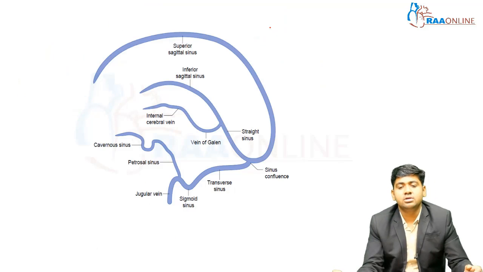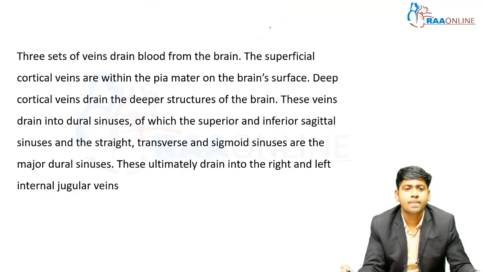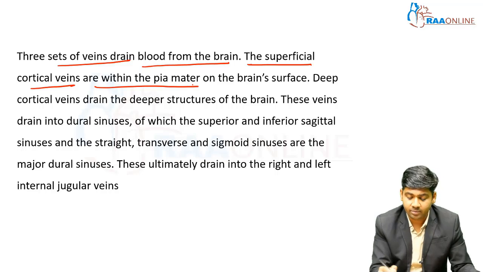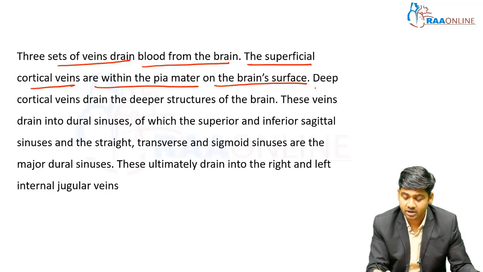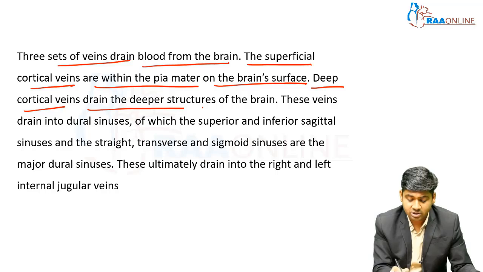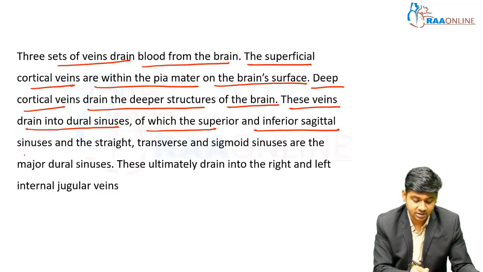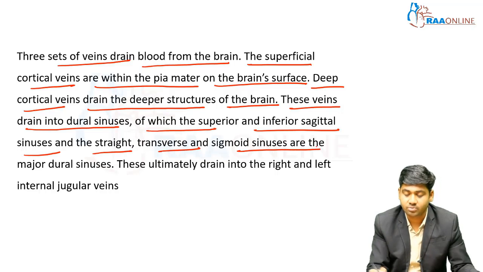Coming to the dural sinuses, there are three sets of veins that drain blood from the brain. The superficial cortical veins lie within the pia mater on the brain surface. Deep cortical veins drain the deeper structures of the brain. These veins finally drain to the dural sinuses, of which the superior and inferior sagittal sinus, the straight sinus, transverse sinus, and sigmoid sinus are the major dural sinuses. So what are the sinuses? Superior sagittal, inferior sagittal, straight, transverse, and sigmoid sinus.